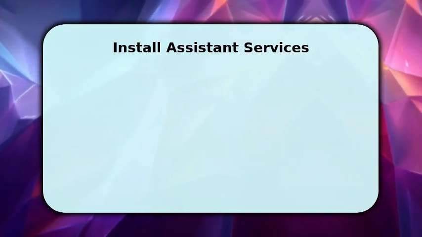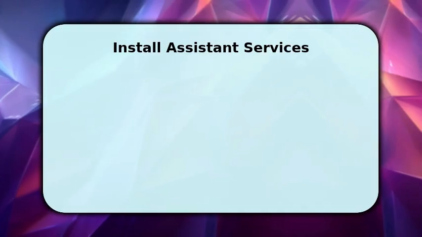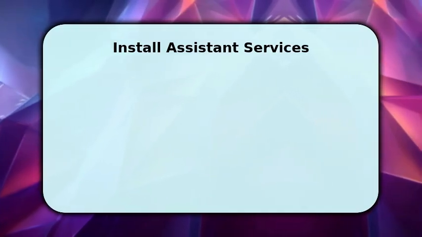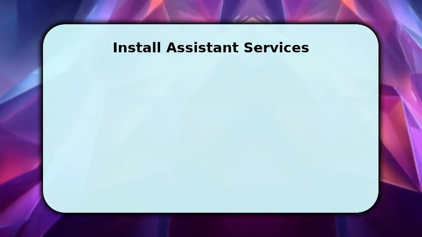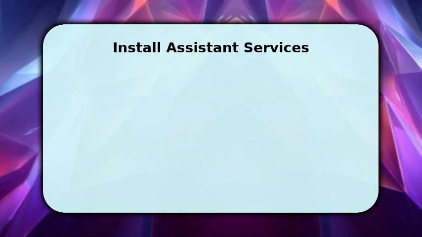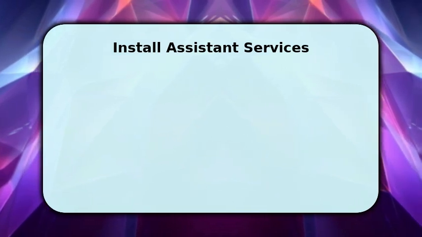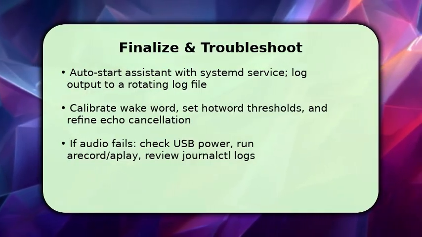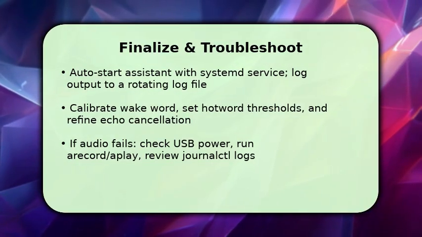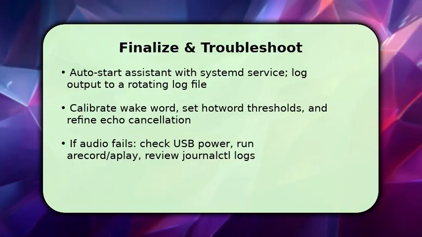Then, register the device with your chosen assistant service and place client secrets in a protected config file. This step authorizes voice access and explains why tokens must be stored securely rather than in plain text. You finish by creating a systemd unit so the assistant launches on boot and recovers from crashes, because unattended reliability matters.